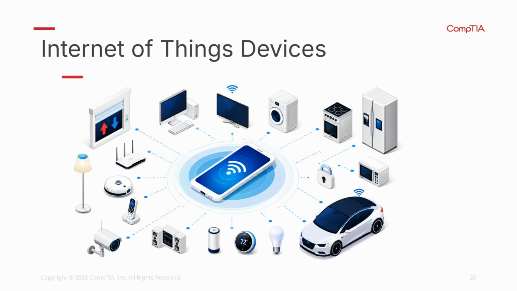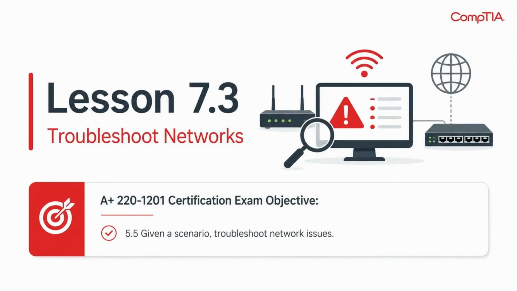SCADA, or supervisory control and data acquisition, involves large-scale ICS used for monitoring and controlling critical infrastructure, such as electric grids and oil pipelines, providing both real-time monitoring and remote control. This diagram illustrates a typical SCADA-controlled interface, allowing operators to monitor critical infrastructure in real time from a centralized location.